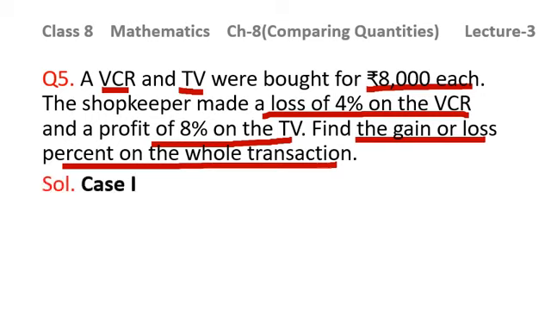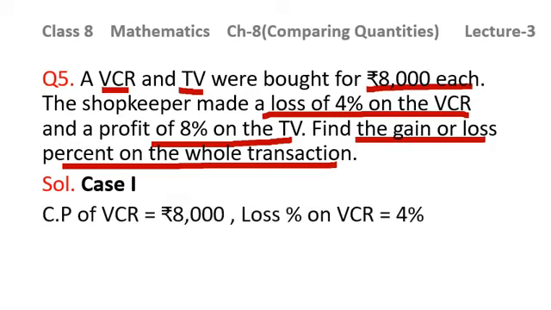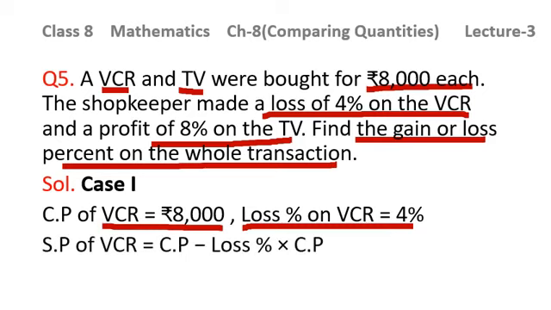Let us see. I have divided this question into two cases, as there are two articles or products purchased by that person. Case 1 is the VCR. CP of VCR is rupees 8000. On the VCR he is incurring a loss of 4%. So loss percent on the VCR is 4%. SP of VCR is equal to CP minus loss percent of CP. We know this formula.